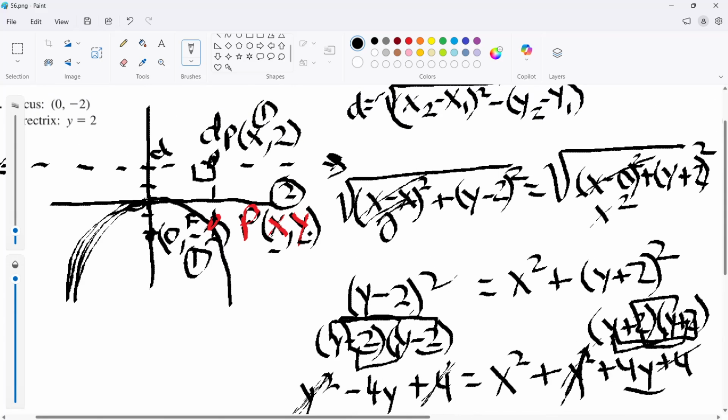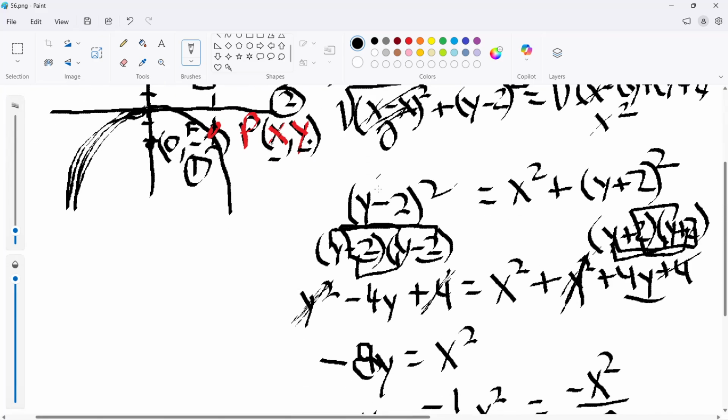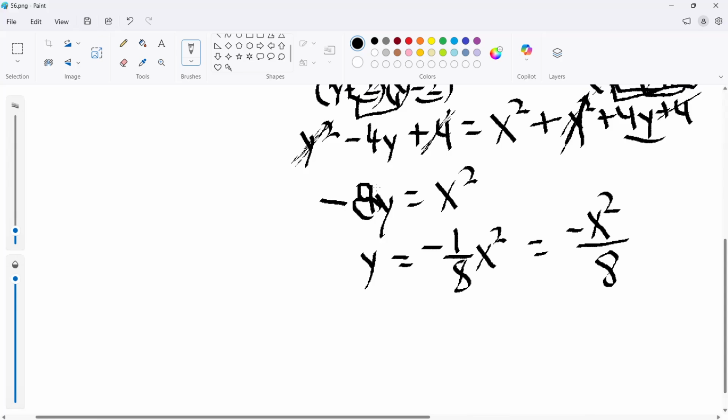You find a point on the parabola and a point on the directrix. Make sure the point on the directrix is directly above it. Find their distances using the distance formula. Find the distance between your point on the parabola and the focus, and then set them equal to each other and solve it. And you get this beautiful equation for the parabola: y equals negative x squared over 8.